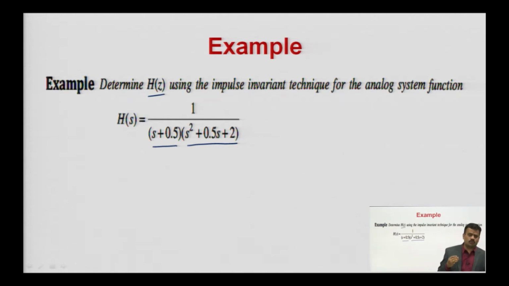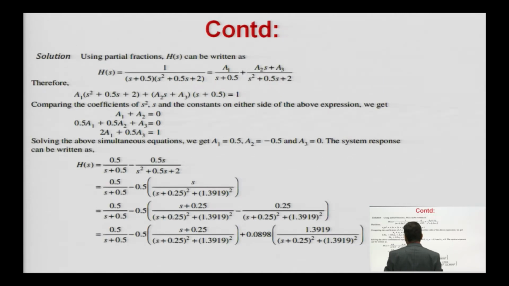So, you have to prepare this H of s into one of these forms: linear factor, cosine form or sine form. How do you convert? This is the question. Here H(s) is given to you. At first you have to do the partial fraction.